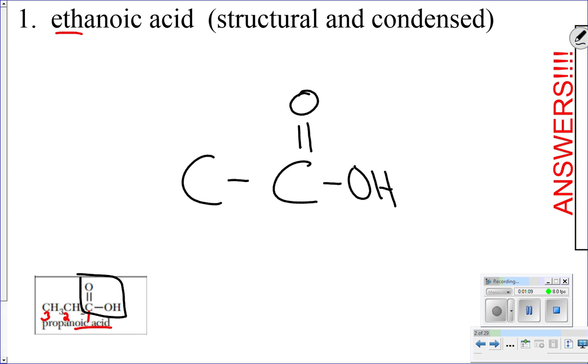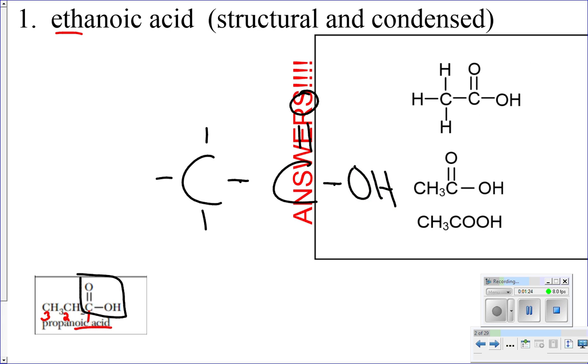My last step is to make sure each carbon has 4 bonds. My functional group carbon has 1, 2, 3, 4 bonds already. My end carbon over here just needs to be filled in with those hydrogens. As you can see from the given answers, that's what my structural formula looks like. I've also given a condensed structural formula and a fully condensed formula. Remember, we condense these as a COOH group.